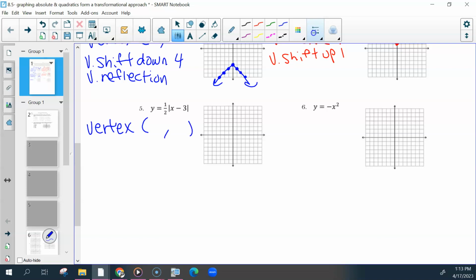Right, vertex for number 5. It would be backwards, but not -3, positive 3, and 0. So that means we would have a horizontal shift to the right and no vertical shifts. What else happened? Vertical compression by half. There we go.